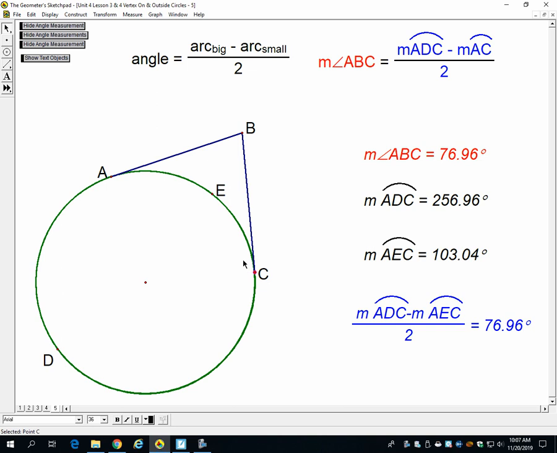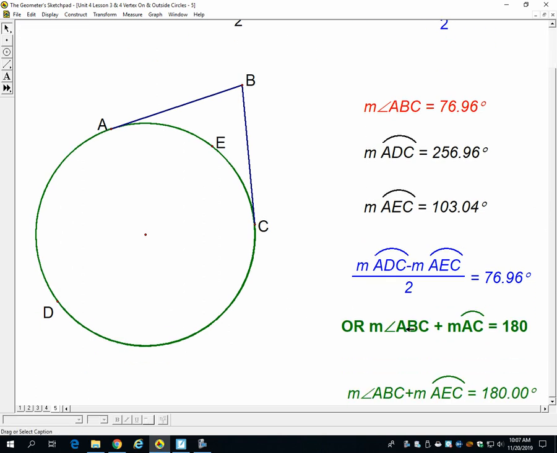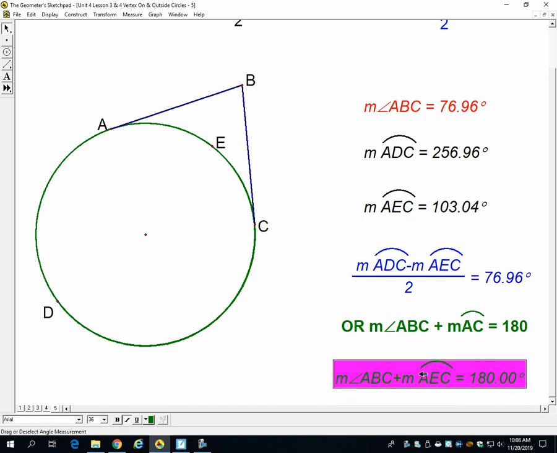So there is a unique alternate method here, or alternate relationship, that I think might be a little simpler. When I have two tangents, the other thing that is true is that the angle plus the minor arc, or the small arc, is equal to 180. So my angle and my smaller arc always add to 180. So let me move this around. I've added the measurements, and you can see right now they're equal to 180.